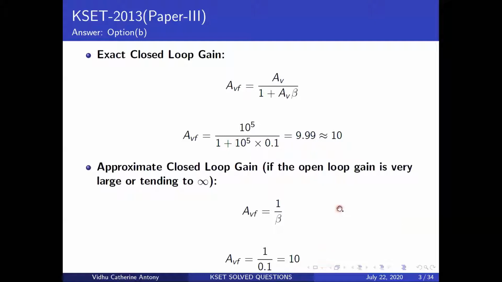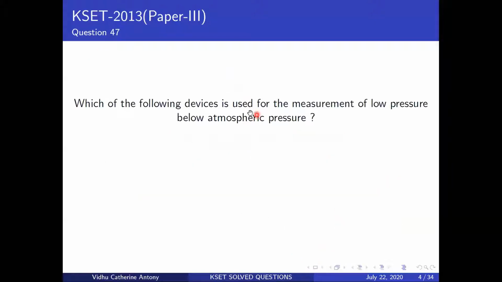Okay, so let's move to the next question. Which of the following devices is used for the measurement of low pressure below atmospheric pressure? You start to think whether this is even related to physics, but I think we've done this in the experimental techniques in physics paper in the second semester.